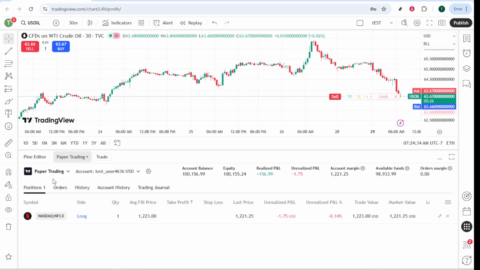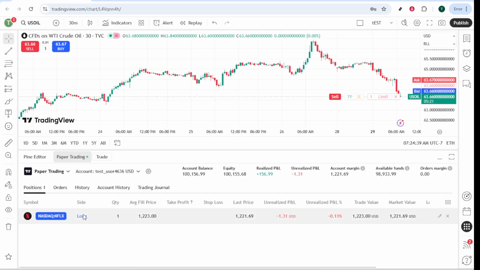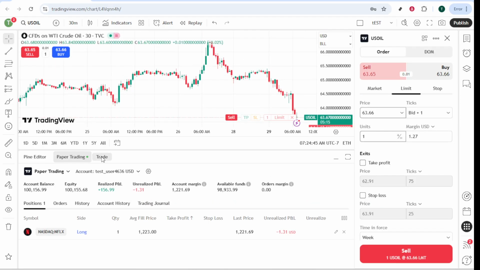Alternatively, if you're looking to practice without the pressure of a real brokerage account, simply select the paper trading option. This is a fantastic way to get comfortable with placing trades without any financial risk involved. Once you're all set up with either a real broker or the paper trading account, you'll notice a trade button appear next to your account. Click it to open the order window. This is where you'll input your order parameters.